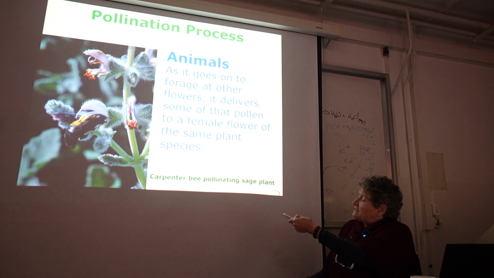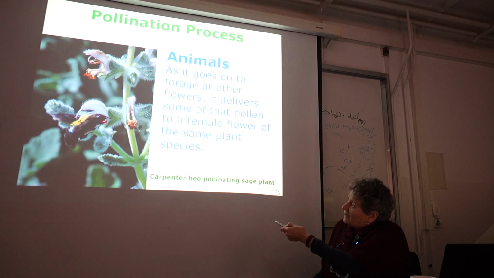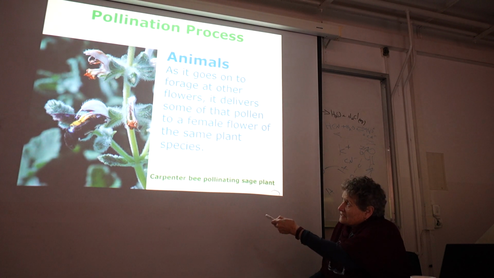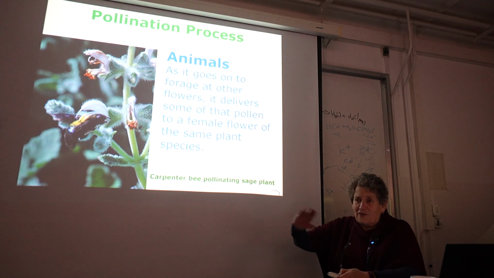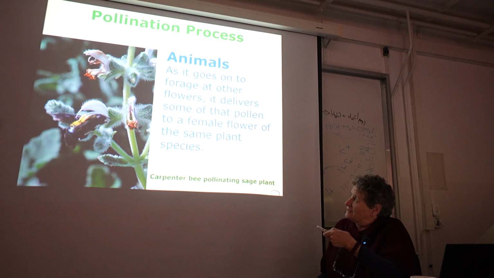And in this case, it's a carpenter bee. Carpenter bee is a type of wild bee that's not a honeybee, and it is pollinating. As you can see, it goes in for the nectar, and while it does that, look at what's happening. These are the anthers rubbing against it and leaving pollen on its back.